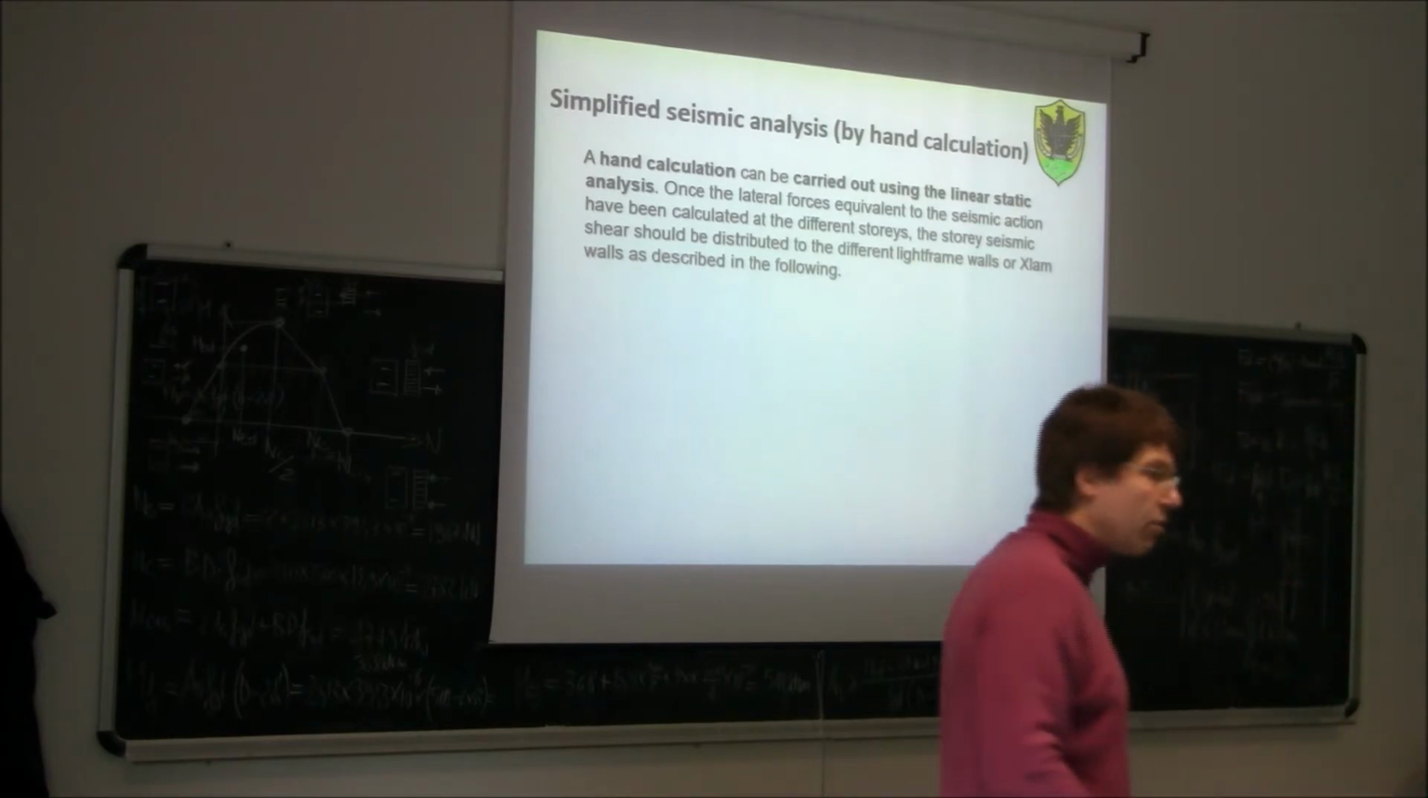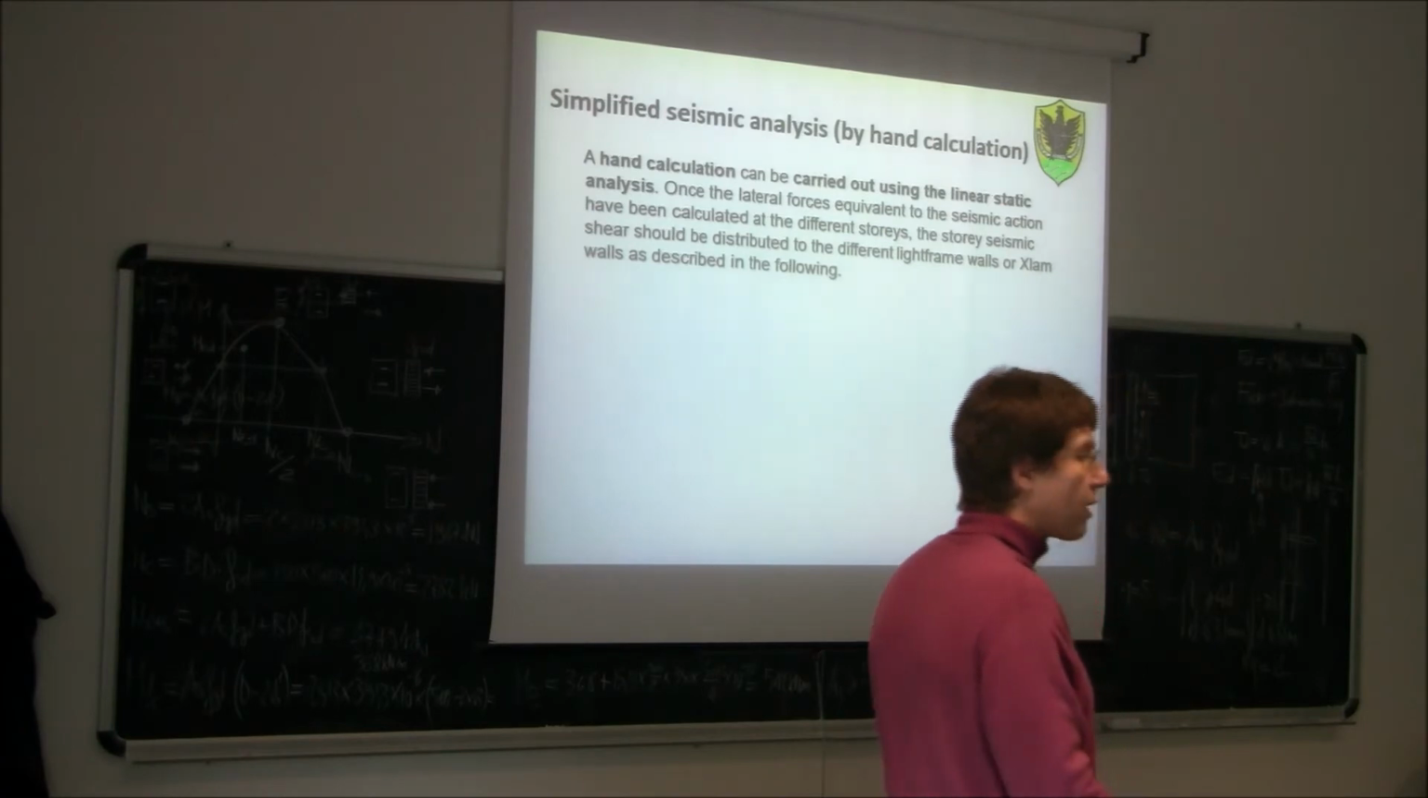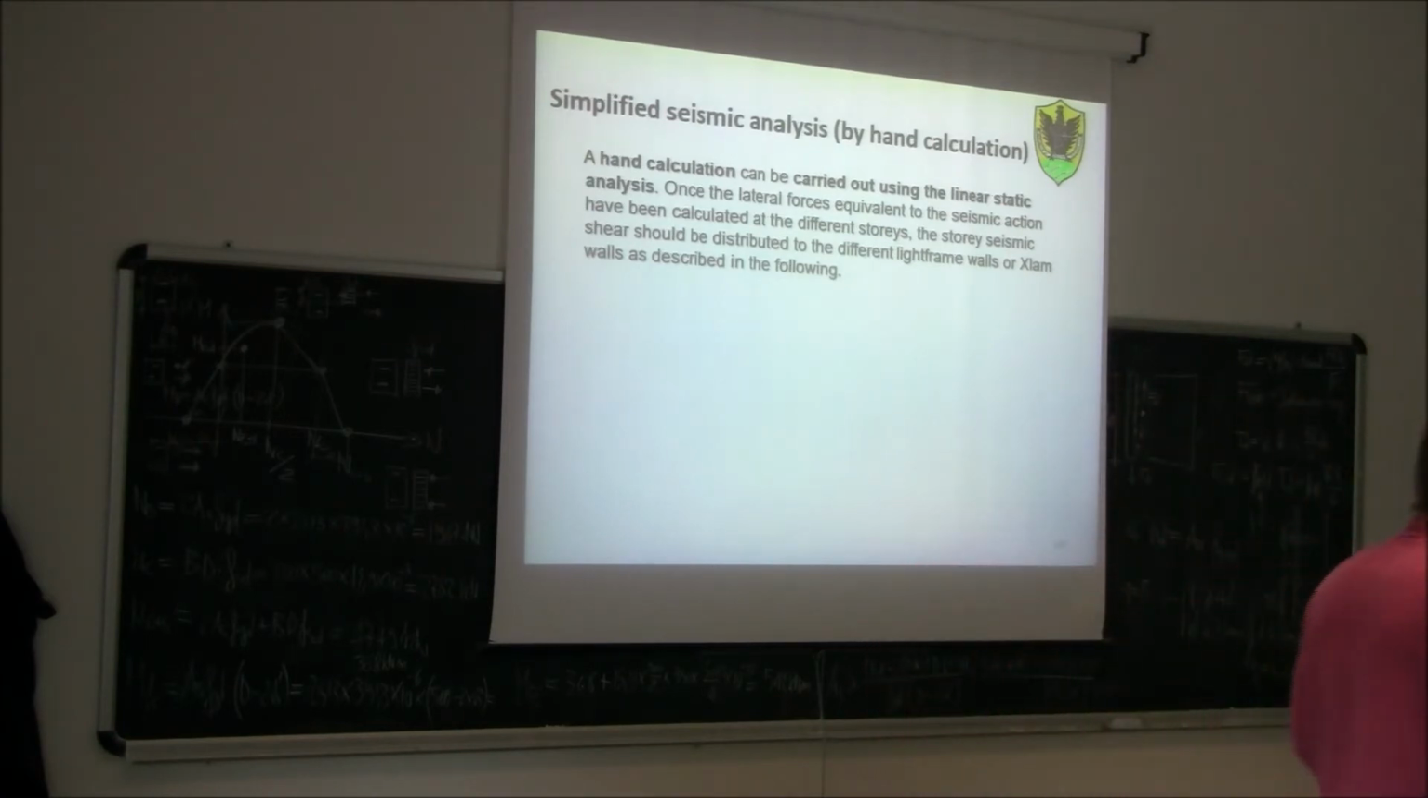Okay? So now I would like to discuss with you how to do this for timber, so how to calculate the stiffness. Because as I said before, of course, if I know the stiffness, then it's relatively easy to calculate. But which stiffness do I need to know, and how do I calculate the stiffness of a light frame wall, for example?